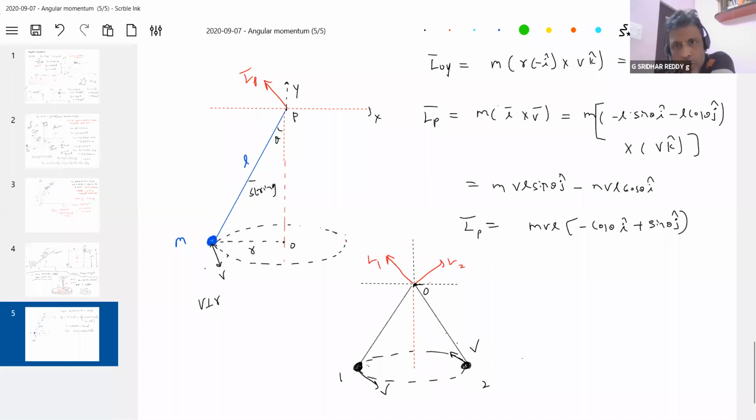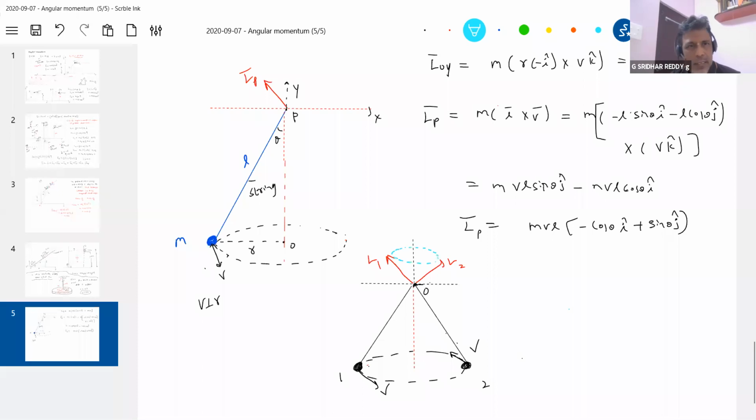It will make a small cone. To understand, I'm drawing like this. Where the tip of that angular momentum vector is, it will be rotating in a circular path. So what should be the radius of the circular path? It all depends on the magnitude, and we also have to predict that angle. The angle depends upon theta.